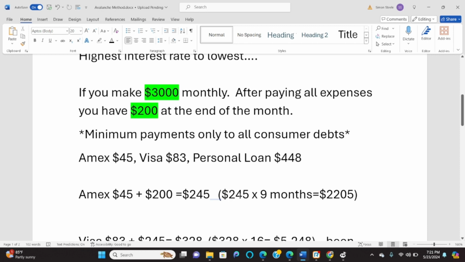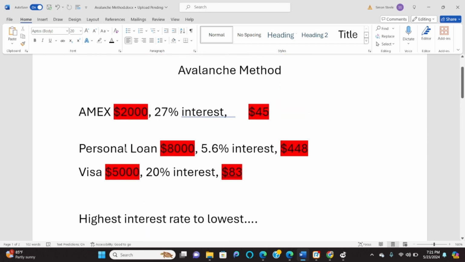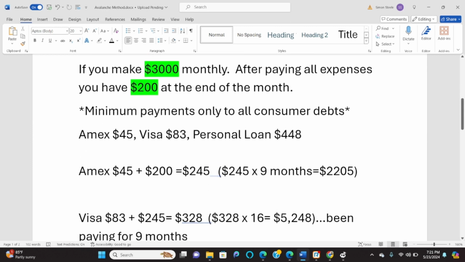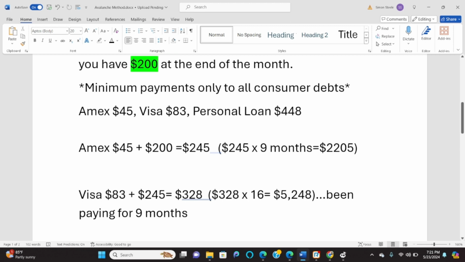And of course, $245 times 9 months is $2,205. Now, the American Express balance was about $2,000. So you can see that it may take 9 months, potentially less. Now, when that American Express is done, you have freed up $245 of cash flow. So what are we going to attack next?